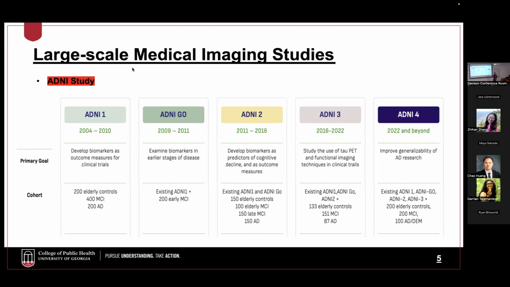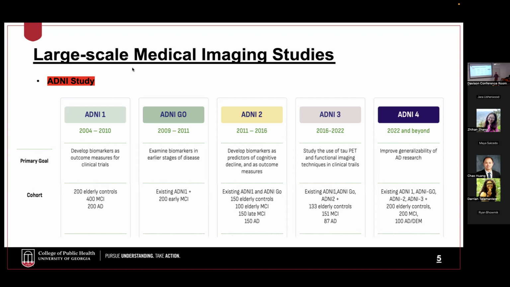It is a longitudinal, multi-site, and multi-phase study, because at different time points the research organizations have different research goals. For example, ADNI 1, which is the first phase of this study, mainly focused on developing AD-related biomarkers from imaging or other biological measurements. And then recently they launched a new one, which is called ADNI 4.